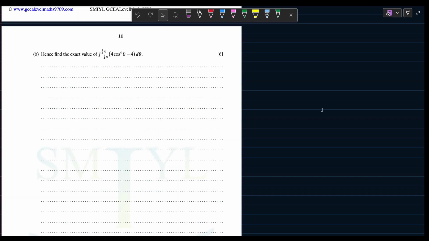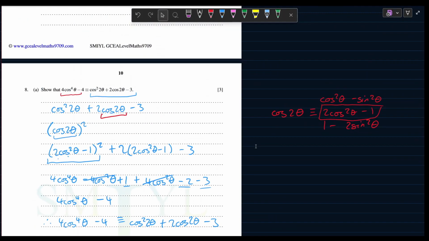Alright. Part B, hence find the exact value of the integral from negative a quarter pi to a quarter pi of 4 cos to the 4 theta minus 4 with respect to theta. Cos to the 4 theta would be a nightmare to integrate, so we would rather use the other side of our identity. So instead of integrating 4 cos to the 4 theta minus 4, we would rather integrate cos squared 2 theta plus 2 cos 2 theta minus 3, because we know how to integrate most of what we have here on the right hand side.